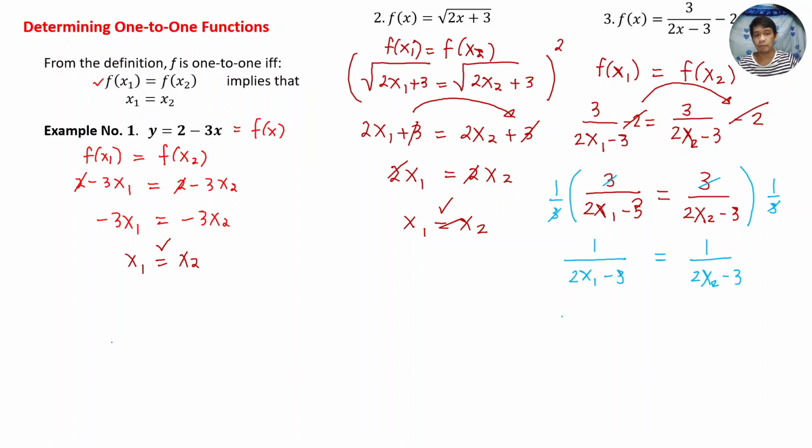Then, cross-multiplying, magiging 2x2 minus 3 equals 2x1 minus 3. Again, that cancels out if you transpose that negative 3 on the right side. And divide both sides by 2, x2 is equal to x1. And therefore, proves that f of x, which is equal to 3 over 2x minus 3, minus 2, is a one-to-one function.